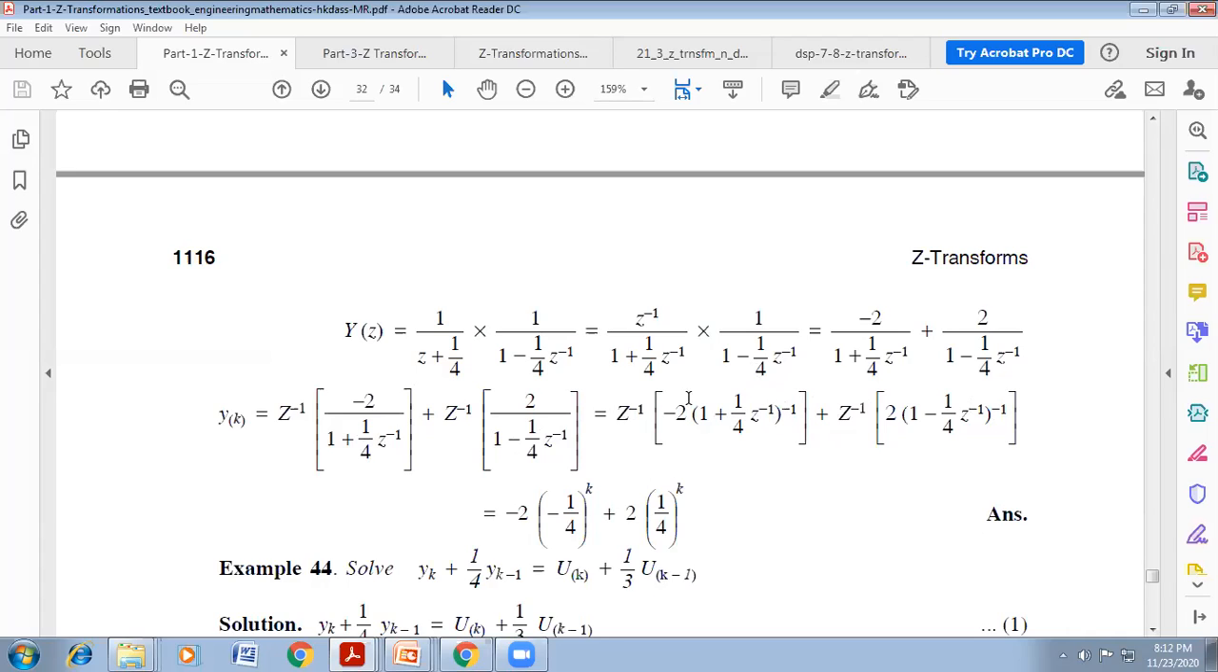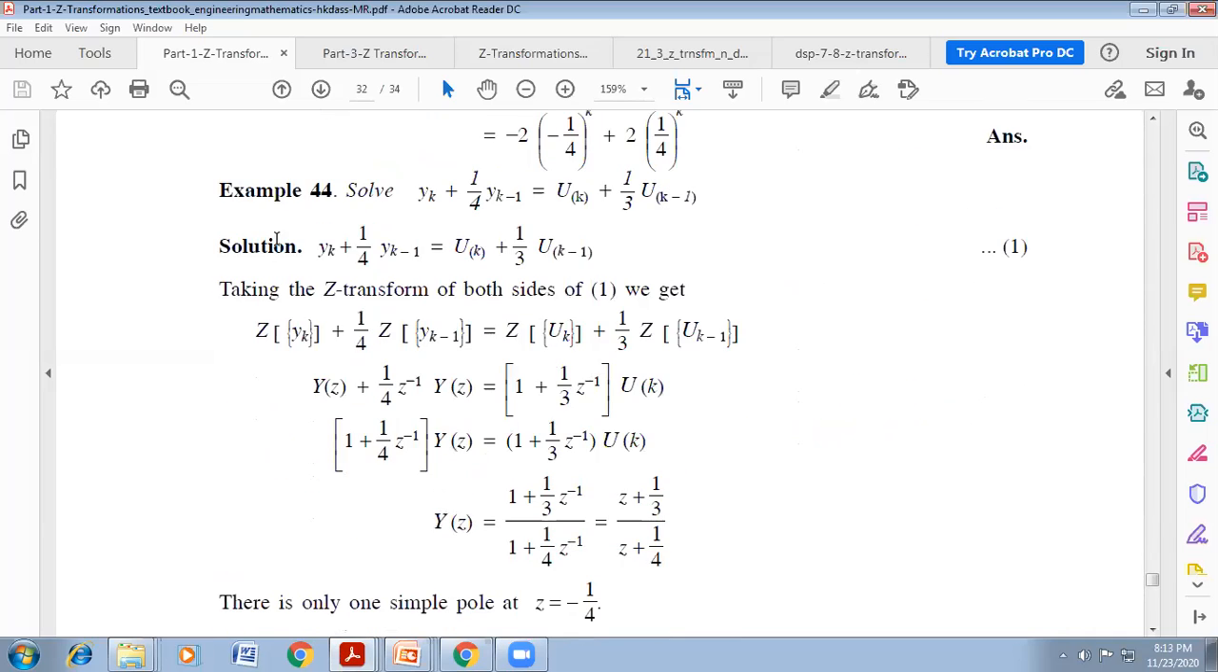This can be written like this, using table 22.2 as in the previous example: minus 2 times the coefficient of z inverse to the power k. Here this is a2, the coefficient of z inverse is 1/4. If it is minus, you take positive; if it is plus, you take negative, using the Z transformation table 22.2 of this lecture. Understand everybody? This is the actual solution of the given first order difference equation, not differential equation, remember it.